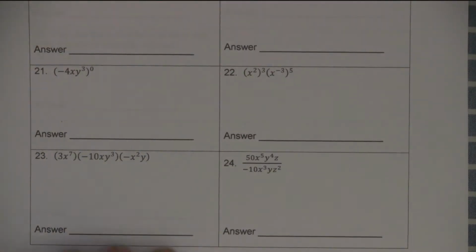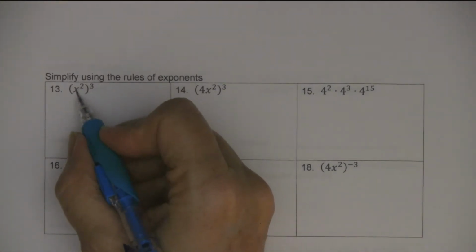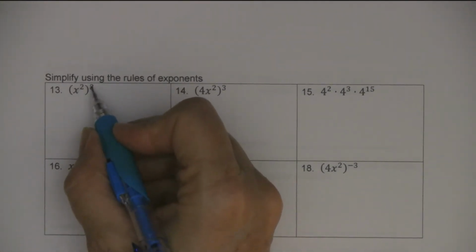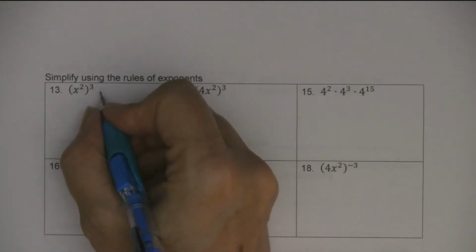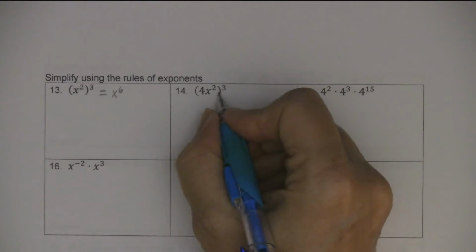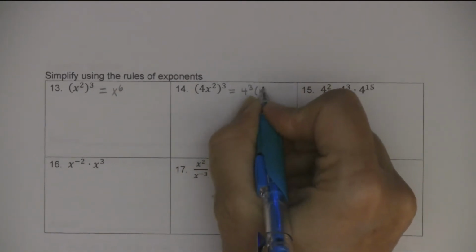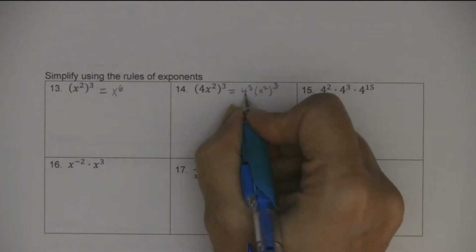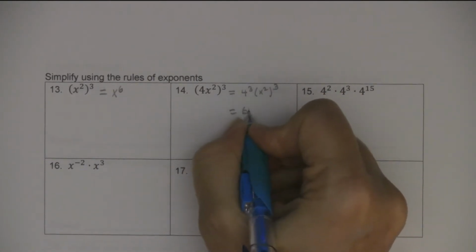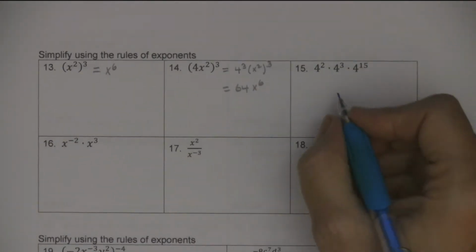So we did a lovely job on those. This is a base to an exponent raised to an exponent, and according to the rules of exponents, that's multiply. That's x to the 6th. And this is the product to a power rule. So this is 4 to the 3rd and x to the 2nd raised to the 3rd. 4 to the 3rd is 64. And x to the 2nd raised to the 3rd is x to the 6th.